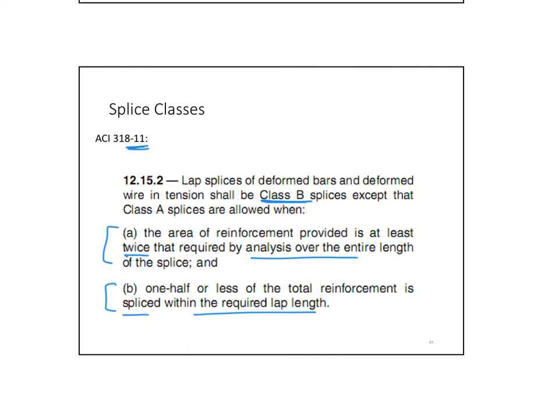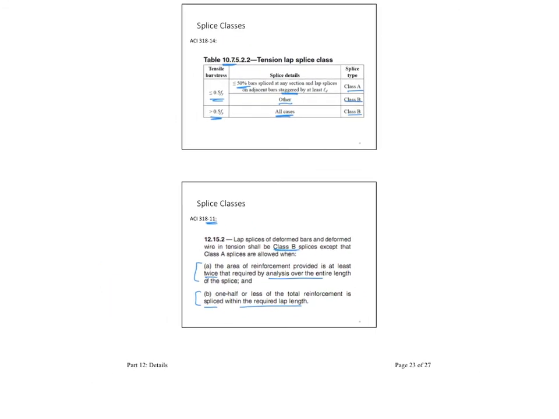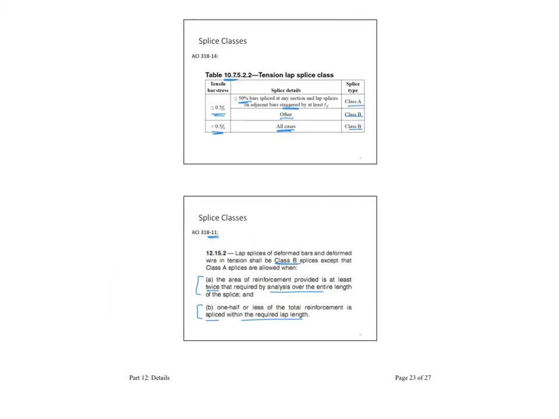Right? Remember, if you splice everything at the same section, you're definitely Class B. If you start staggering, you're Class A, and then you start looking at the stresses, and that dictates whether you're Class A or not. What's the beautiful thing about Class A is your LST will be equal to, for Class A, just LD. This is Class A.